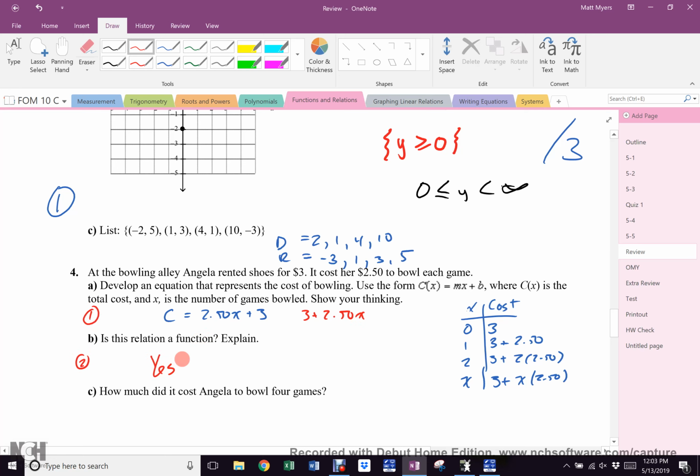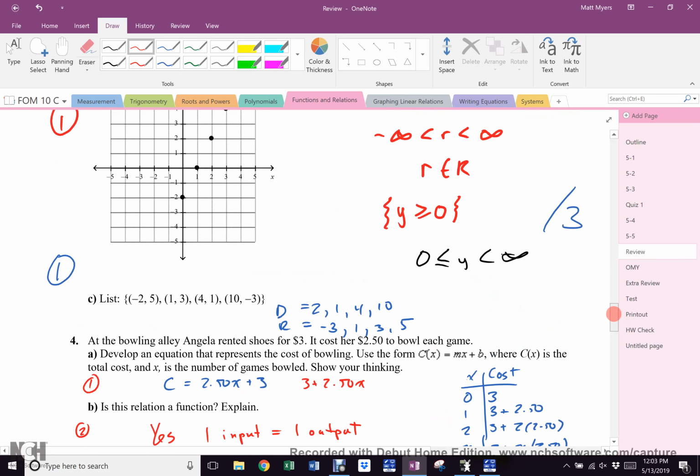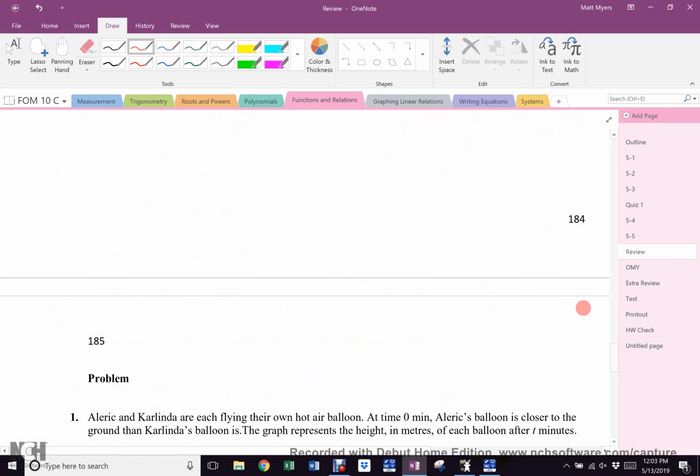You're never going to pay the same. As soon as you bowl another game, you're going to pay more money. 1 input equals 1 output. Or, in terms of this question, an amount of games gets me some different cost. How much did it cost Angela to bowl 4 games? Well, we know it cost her 2.5 times 4 games plus 3, which is $13 for 1 mark, making that out of 4. Making this whole page out of 4 and 3 is 7.